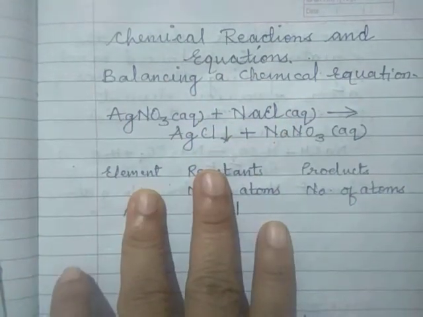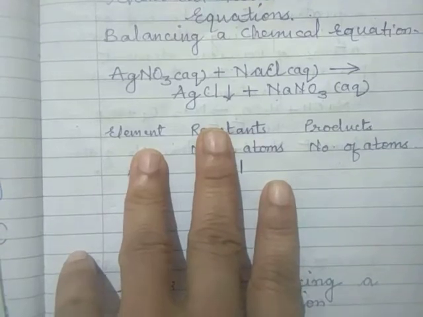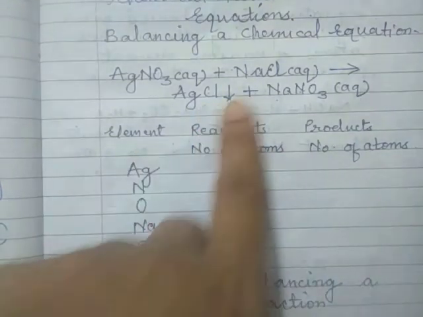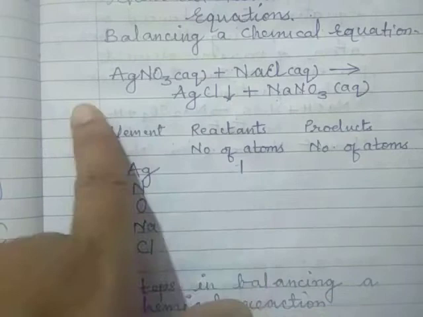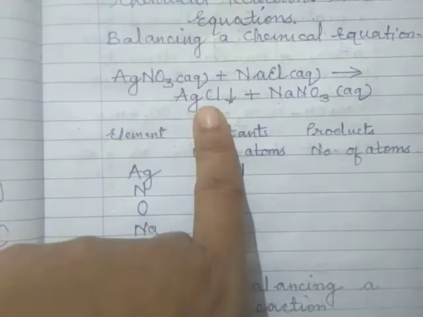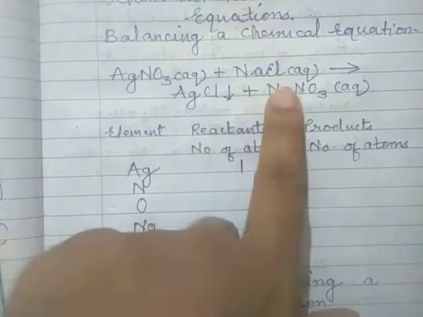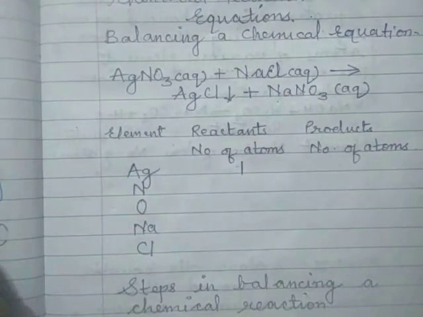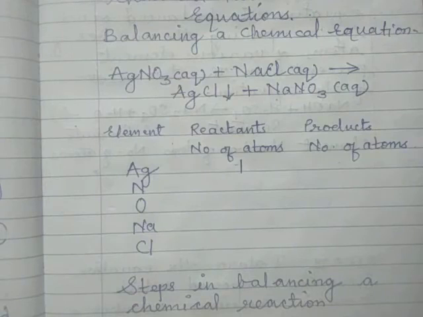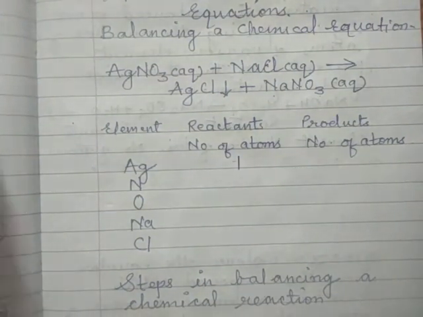For that matter, let us take the last example from page number 33, that is when sodium chloride is added to silver nitrate solution. What do we get? We get white precipitate of silver chloride and solution of sodium nitrate. So now let us see whether this equation is balanced or not.